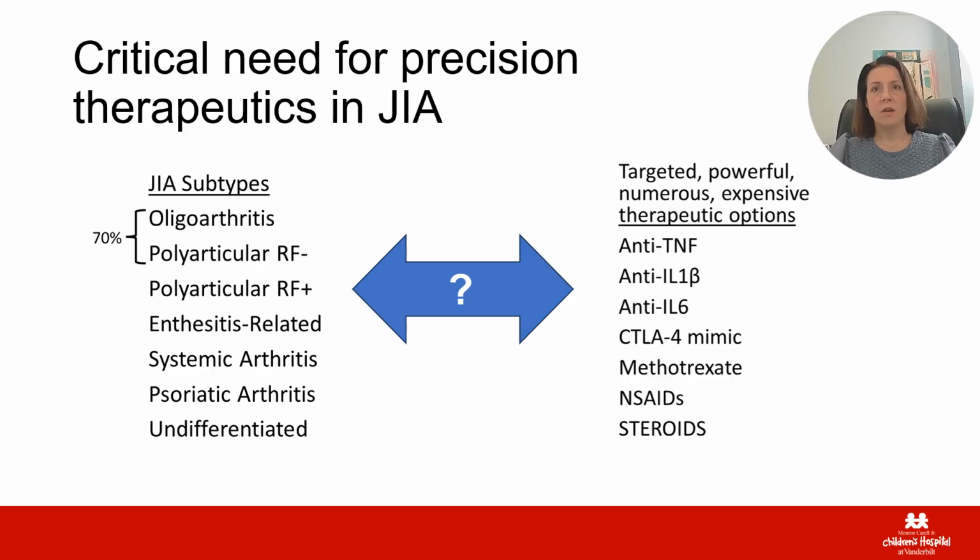JIA is very complicated though. On the left, I am showing the clinically defined subtypes of JIA. Patients have a range of disease severity from mild to severe, varying chronicity, and varying responses to therapeutics. On the right, I am showing that we have targeted, powerful, numerous, and expensive therapeutics to treat JIA. We have clinically defined subtypes and clinically defined therapeutics, but with our current knowledge, we do not know the optimal therapeutic for an individual patient. So there is a critical need for precision therapeutics in JIA to fill this knowledge gap. And this means that we really need to learn more about JIA phenotyping and how JIA patients respond to medicines.